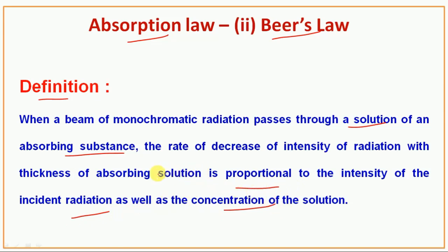In Lambert's law, the rate of decrease of intensity of radiation with thickness of absorbing solution is proportional to the intensity of the incident radiation. In Beer's law, it is proportional to the intensity of the incident radiation as well as the concentration of the solution. So this is the difference between these two laws, only this concentration. If the concentration of the solution is present in the definition, that is called Beer's law. If the concentration is absent, that is Lambert's law.